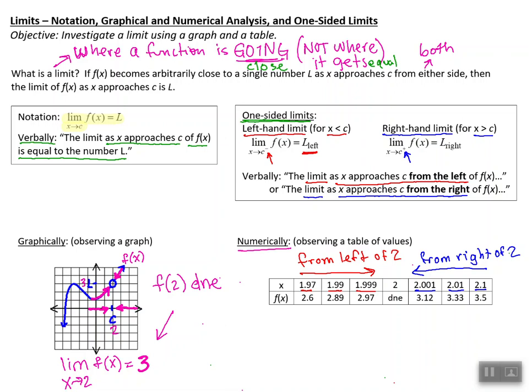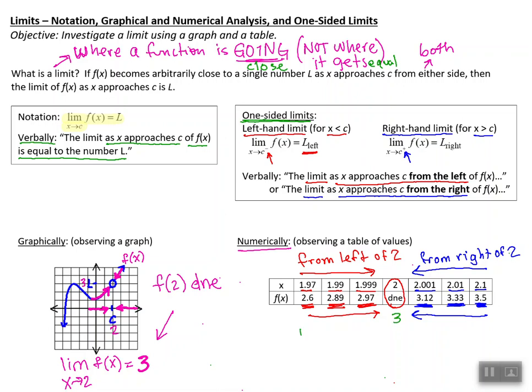And evaluating our function shows us where these function values are going. So looking at these y values, 2.6, 2.89, 2.97, where does it look like these function values are going? We see that at 2, the function value does not exist. But what about where the function is going? Looking from the right side of 2, 3.5 is what we get, and then 3.33, and then 3.12. What are these values getting closer to? It looks like both sides are getting closer to the y value 3.